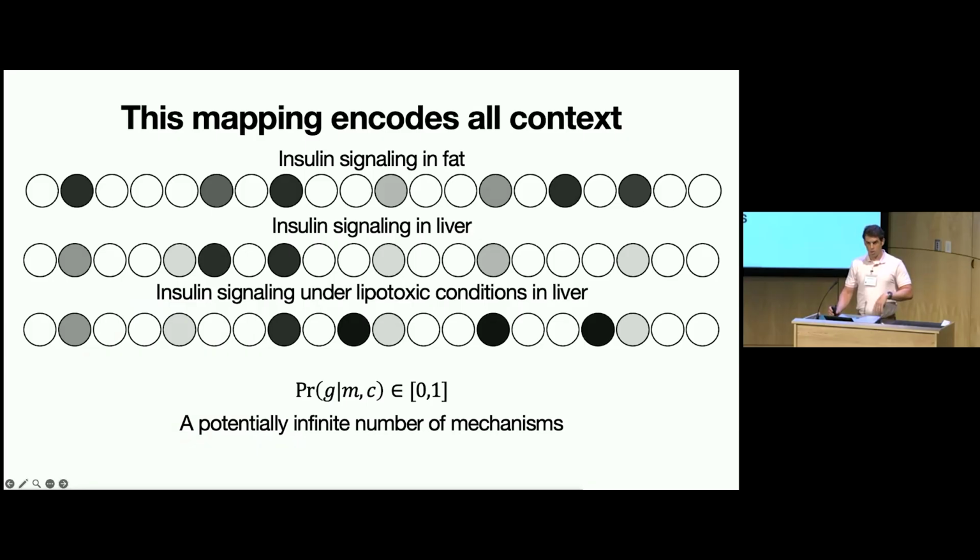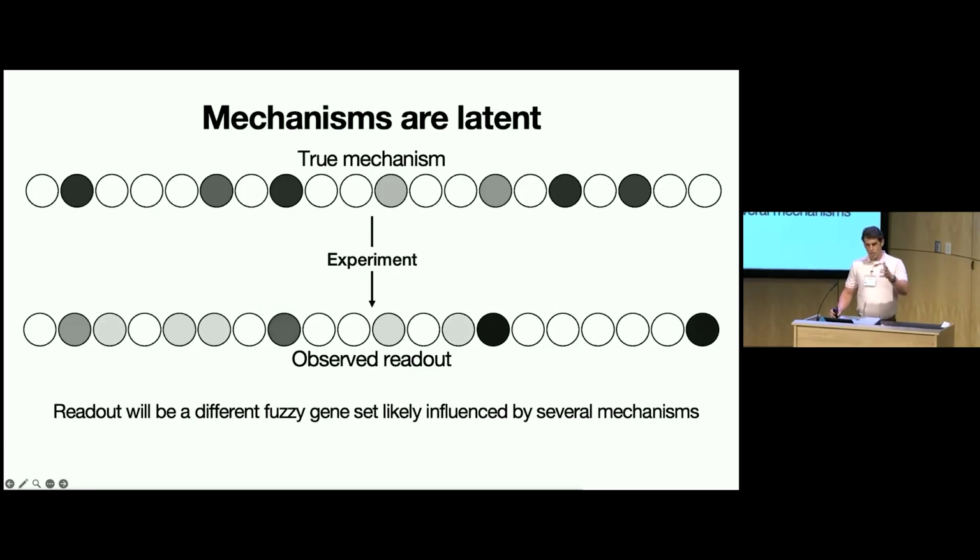And moreover, we don't observe any of these, right? We don't know actually the precise genes that are involved in any process that's really happening in the human body. What we do have are a bunch of experiments that we can do, which will produce a readout of genes, and that readout's going to be influenced by whatever mechanisms that experiment's targeting.